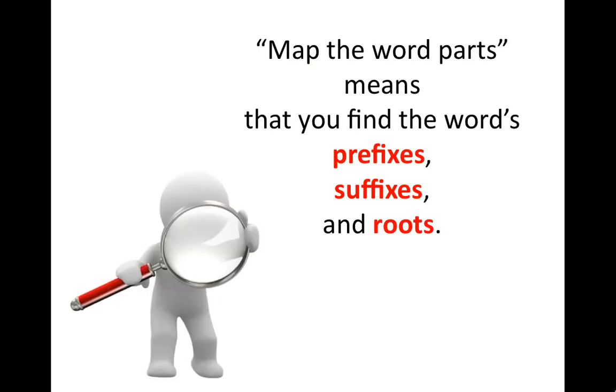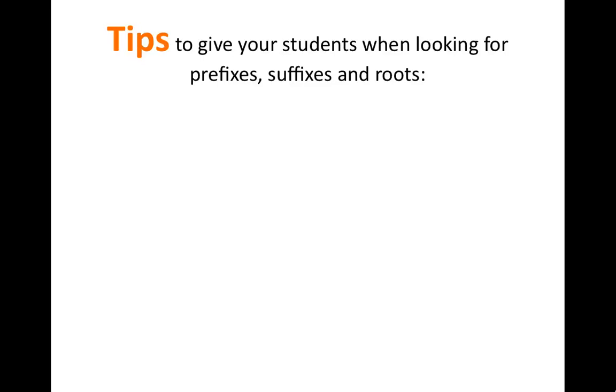The M step stands for Map the Word Parts. This step prompts students to carefully examine the new word and look for any familiar prefixes, suffixes, and roots that are in the word. We ask students to check for prefixes first because they are at the beginning of the words and easier to spot. Then they look at the end of the word for familiar suffix endings. Once they have isolated any prefix or suffix, it is much easier to identify the root of the word.